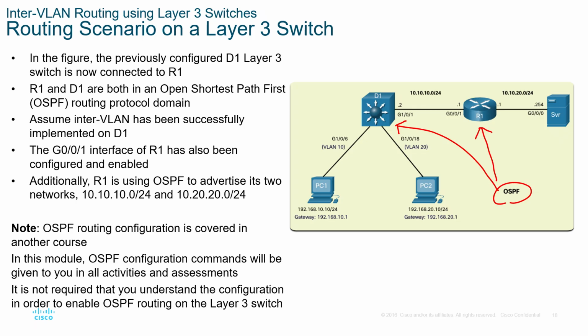So assume that inter-VLAN routing has been successfully implemented on D1. The G0/0/1 interface of R1 has also been configured and enabled with OSPF. OSPF has to advertise whatever networks they need to advertise. So in this instance, it's advertising both its directly connected networks. It's advertising the 10 network here, and it's advertising the 20 network here. Now, OSPF routing is covered in another course. In this module, OSPF configuration commands will be given to you. You will not be tested on them. You do not have to know how it works. You will learn that in Cisco 3.